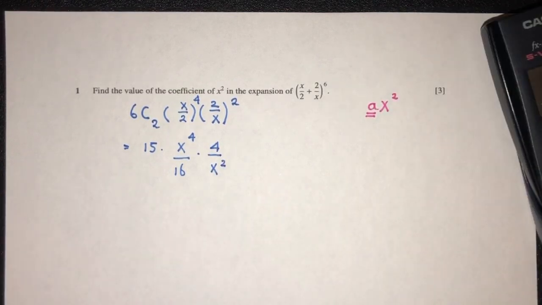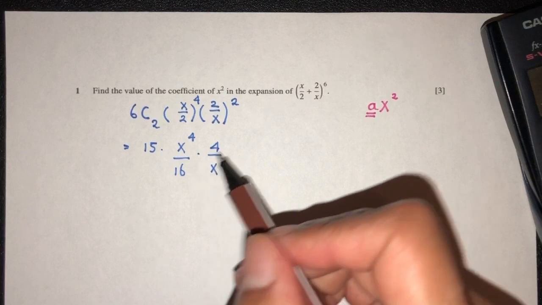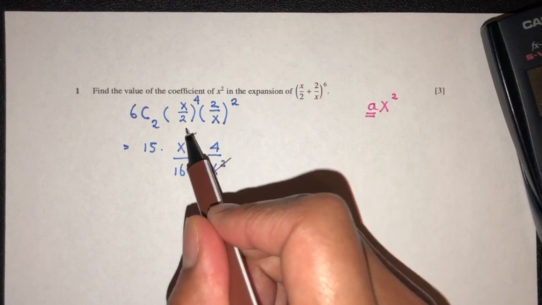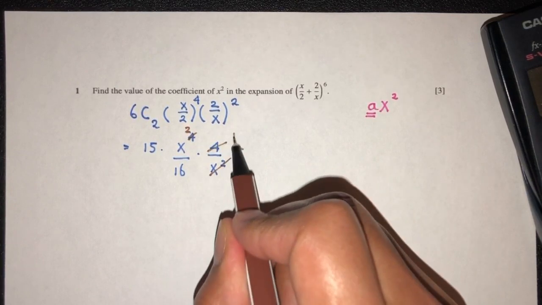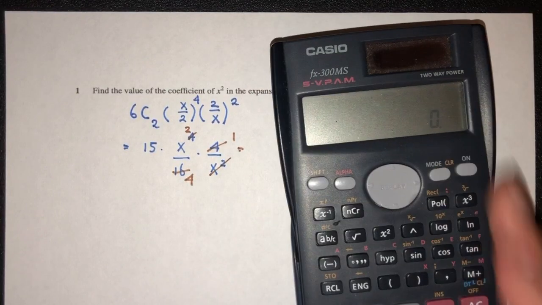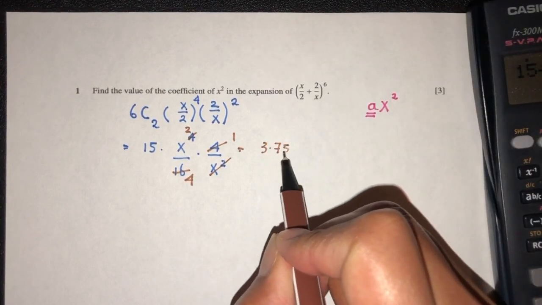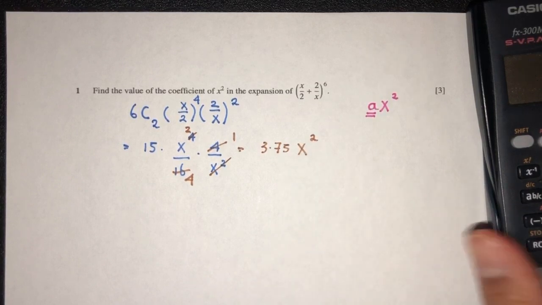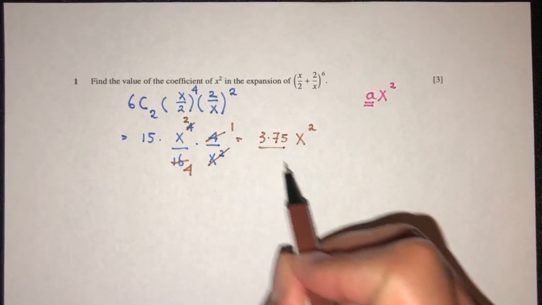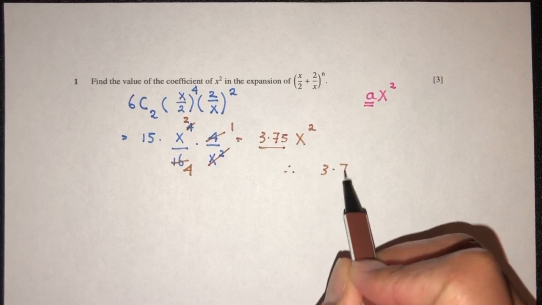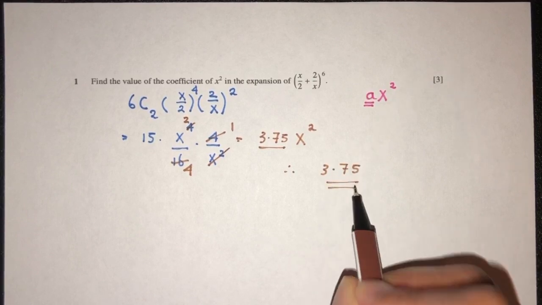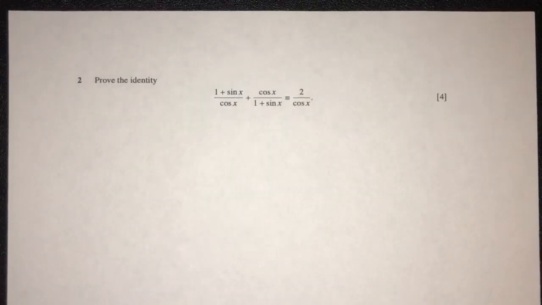Now we can simplify very directly. This will cancel out. You will have 2 here, and here we have 1, 4. 15 divided by 4 will be 3.75 x squared. However, the coefficient is only this one, so your answer will be 3.75. Let's move on to the next question.